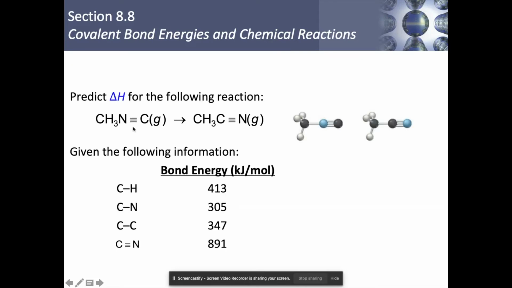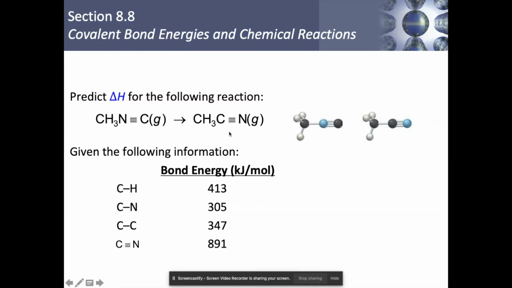And so here's a good one here. I have CH3N with a triple bond C, and again, it's a gas. And then it is turning into something that looks almost exactly the same, but notice that the nitrogen and the carbon have now switched spots. So I have a little model here for you of what this reactant looks like and what this product looks like. Here are our bond energies. What is the enthalpy change from this to this?